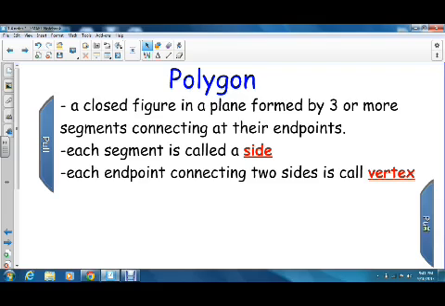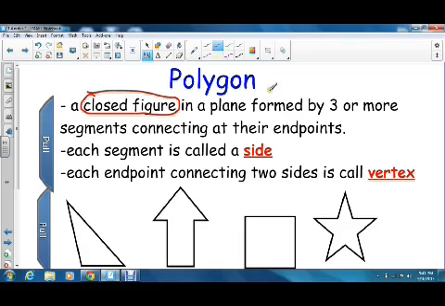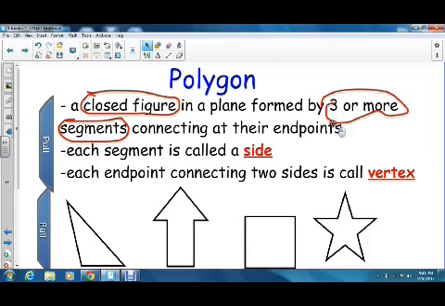All right, a polygon. The big thing about polygons is that it has to be a closed figure. Okay? It has to be a closed figure, and it has to be formed by 3 or more segments. So it's a closed figure in a plane, and it's formed by 3 or more segments. Each of these segments is called a side, and each of the endpoints is called a vertex, just like in the angle. And these are just some examples of different types of polygons.